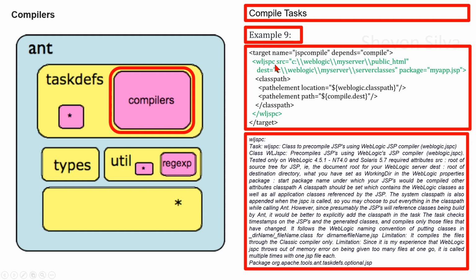The task checks timestamps on the JSPs and generated classes and compiles only those files that have changed. It follows the WebLogic naming convention of putting classes in _dirname/_filename.class for dirname/filename.jsp. Limitation: it compiles the files through the classic compiler only. This is in the package org.apache.tools.ant.taskdefs.optional.jsp.